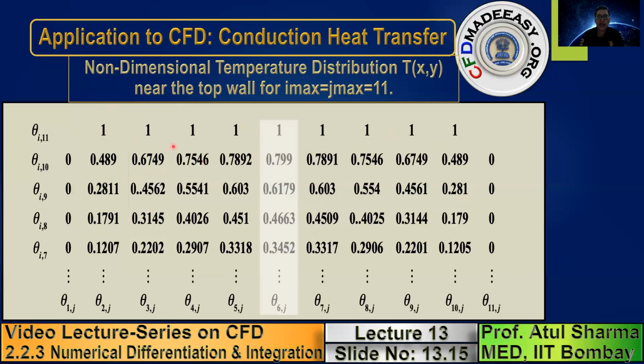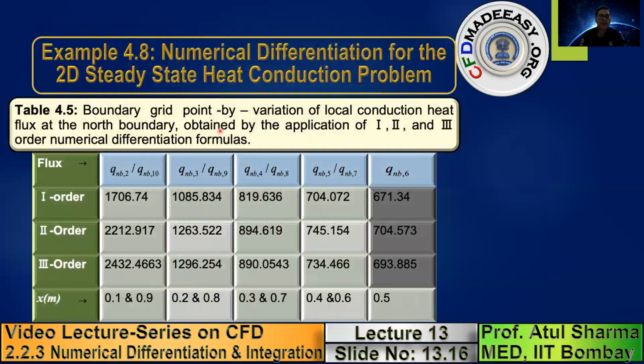For these 9 heat fluxes obtained by numerical differentiation, you have the local heat fluxes, and using these 9 values later on by numerical integration, I will show you the values which you obtained from the trapezoidal and Simpson's rule. This table shows the results obtained after developing a computer program for first order, second order, and third order numerical differentiation.